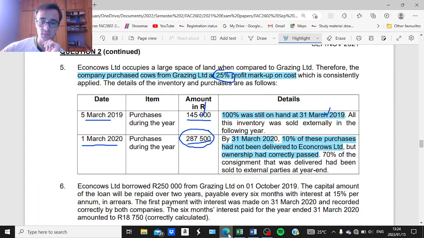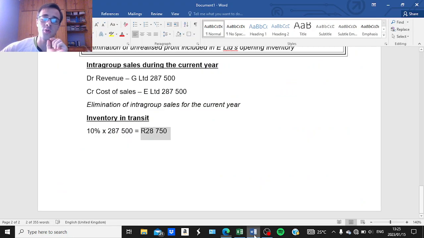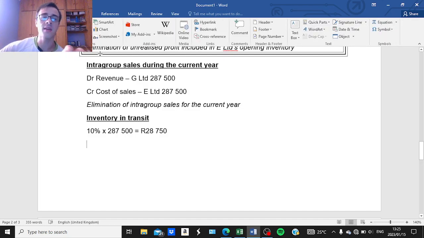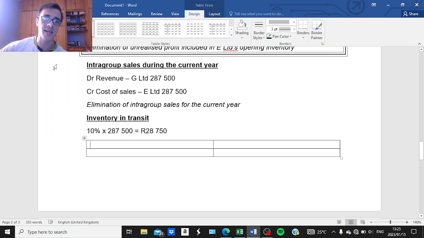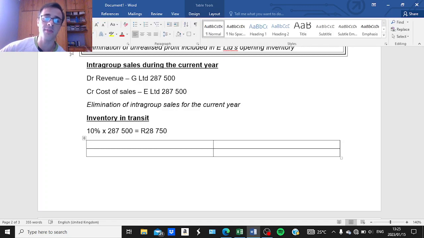Okay, so this is the value of closing inventory, or the value of inventory that is still in transit by year end, but ownership has already passed, so we need to account for an additional entry in the subsidiary's records. I would just like to show you the two different journal entries that were made in Grazing Ltd and Econ Cows Ltd records respectively, or the journal entry that was made in the parent records and the one that we need to make in the subsidiary's records regarding the inventory that is still in transit, that the subsidiary has not yet recorded because it has not been received by year end, but because the ownership has already passed, we need to include it as part of its closing inventory.